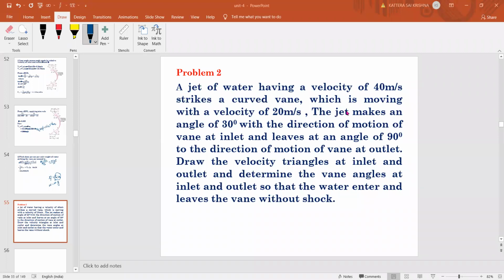So next, what is it saying? The jet makes an angle of 30 degrees, right? So again, same thing. V1 is making an angle of 30 degrees with respect to the direction of motion of the vane. So alpha is 30 degrees at inlet, and it leaves at an angle of 90 degrees to the direction of motion of the vane.